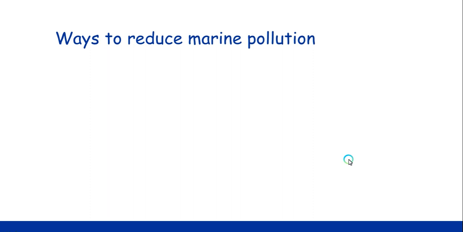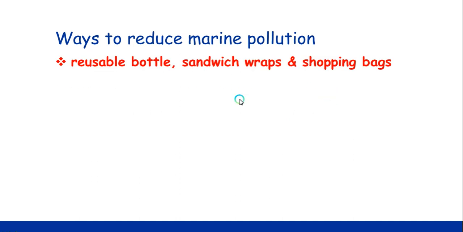Now the next thing is ways to reduce marine pollution. How we can reduce them to the barest minimum. Number one, reusable bottles, sandwich wraps, and shopping bags. Now when we have ones that we can use over and over again, it reduces the usage of our plastic bags.